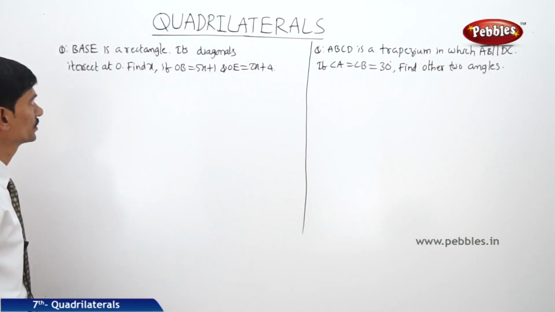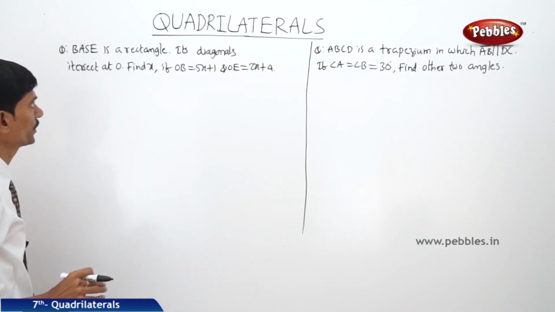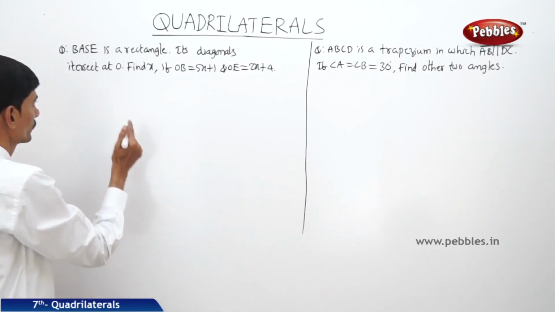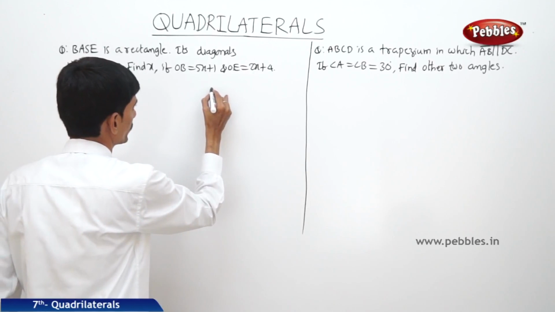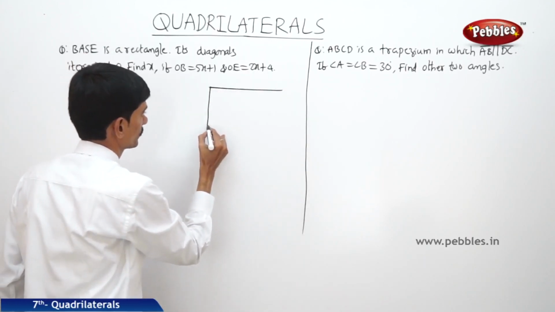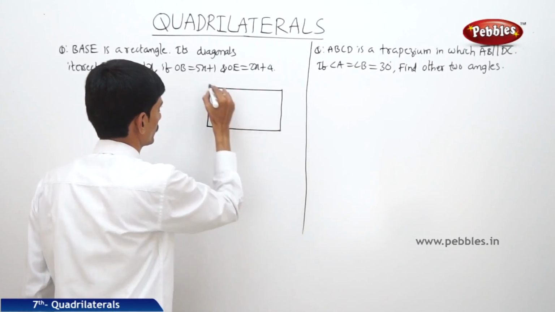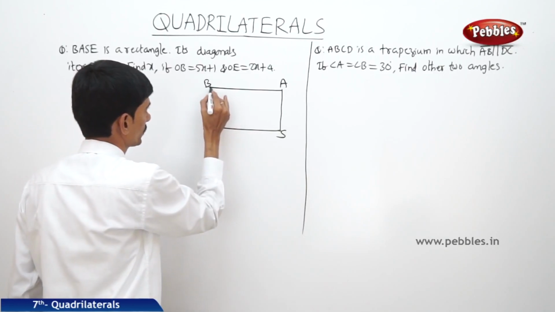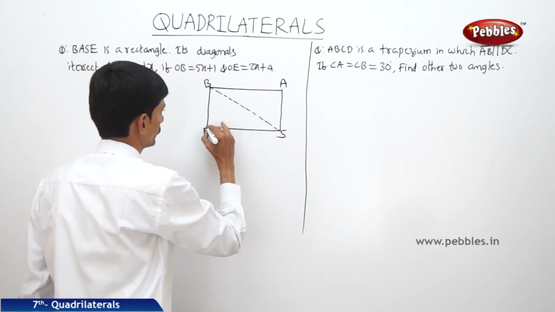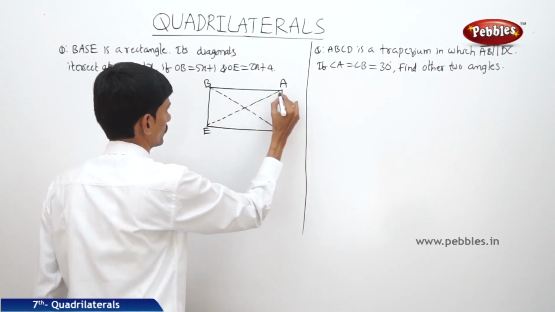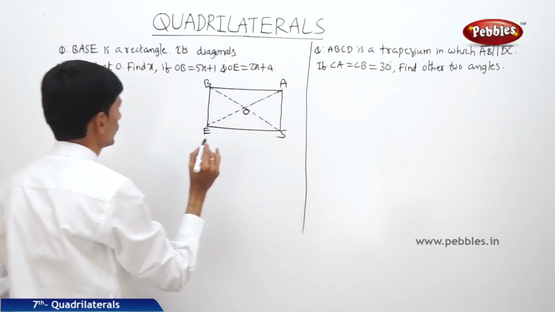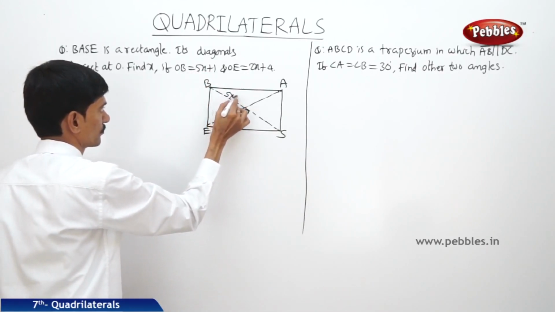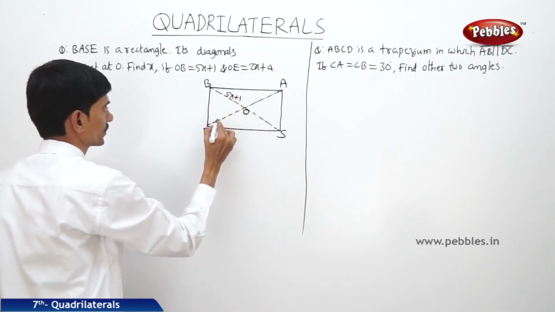BASE is a rectangle. Its diagonals intersect at O. Find x if OB equals 5x plus 1 and OE equals 2x plus 4. Now there is a rectangle BASE. The two diagonals intersect at O. And here given that OB is 5x plus 1 and OE is 2x plus 4.